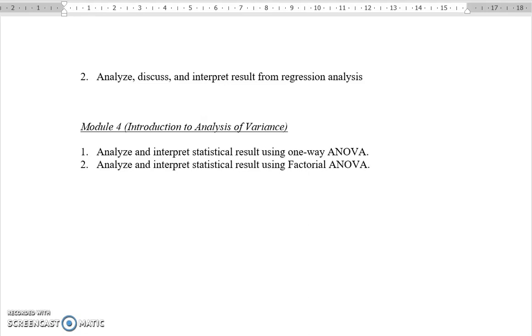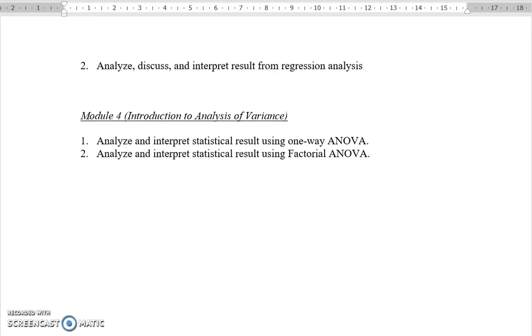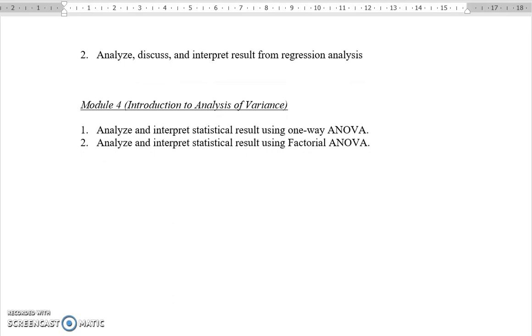ANOVA. Okay, F-test, or we just use the one-way or one-factor F-test. Although I will be discussing in the last part the factorial F-test or factorial ANOVA, we will be focusing our discussion on one-way or one-factor ANOVA or F-test. Okay, the factorial is more complicated.